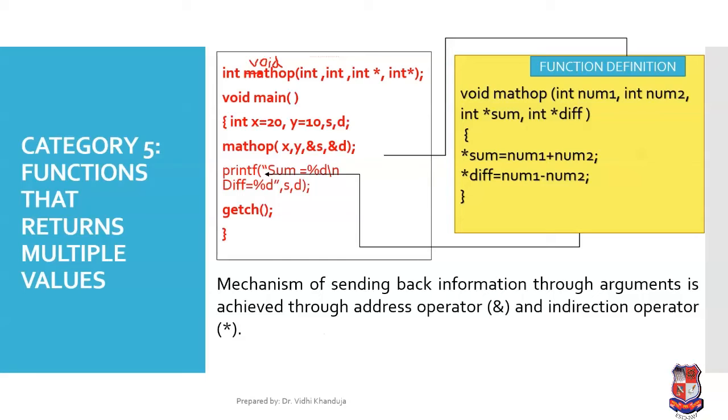Now when you are going to display the values of S and D, what will you get? Sum is 30 and difference is equal to 10, right? So this is only achieved through the pointers.